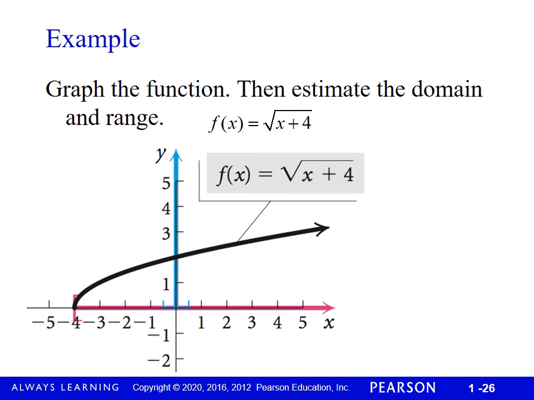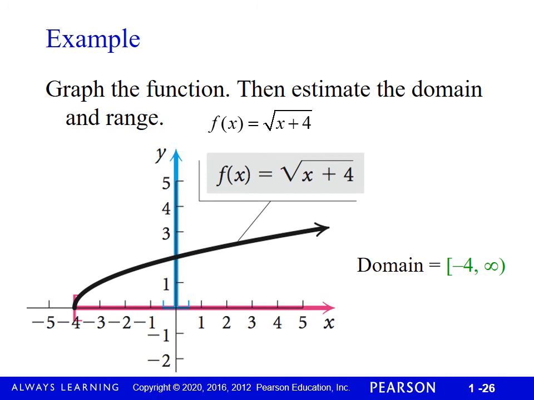Now remember, the domain are all the x values. So we're looking along the x-axis. It starts at negative 4, and then it keeps going. So our domain is negative 4 all the way to infinity. The arrow on the right end is infinity.